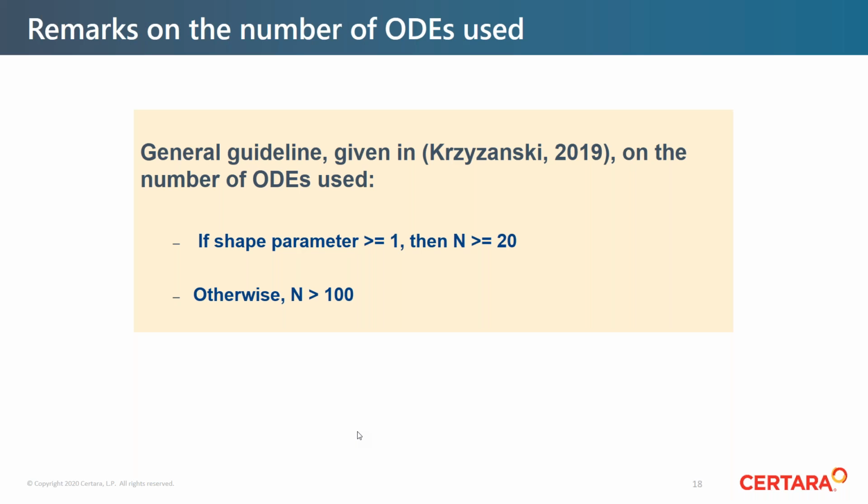So we recommend doing some exploratory analysis of the effect of the number of ODEs on the solution of the given problem. Here is a general guideline given by the paper on the number of ODEs to use. If the shape parameter is greater than 1, then n greater than or equal to 20 may be needed. Otherwise, n greater than 100 may be needed.